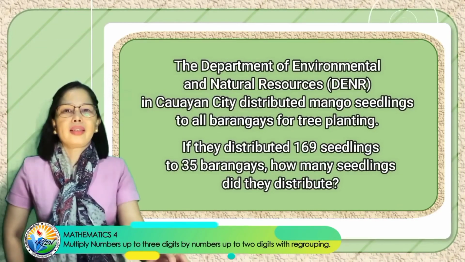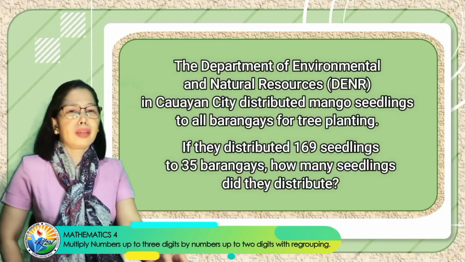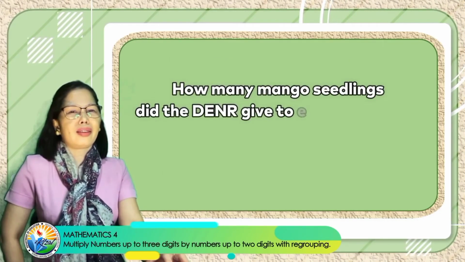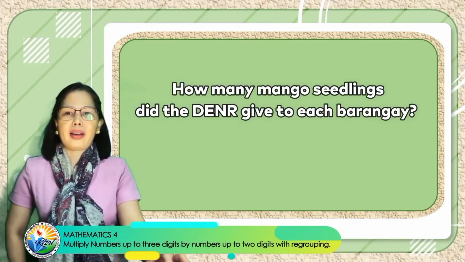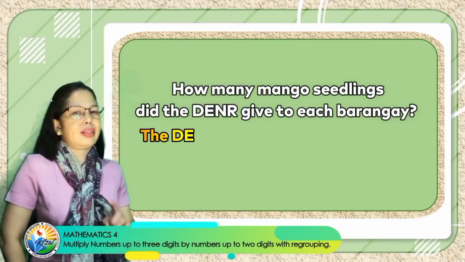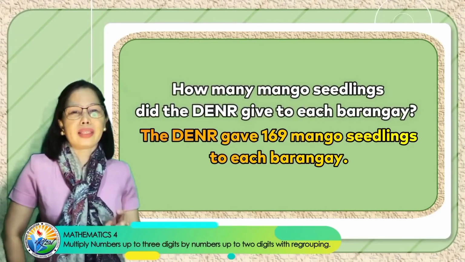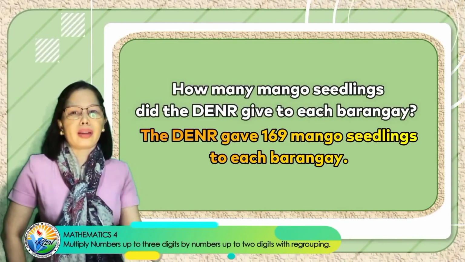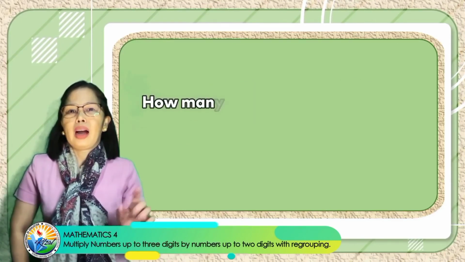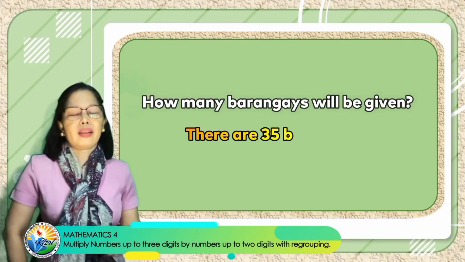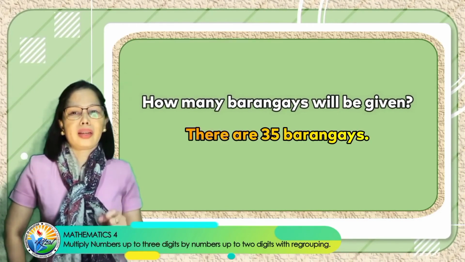To solve this, let's answer the following questions. How many mango seedlings did the DENR give to each barangay? Correct. The DENR gave 169 mango seedlings to each barangay. How many barangays will be given? Right. There are 35 barangays.